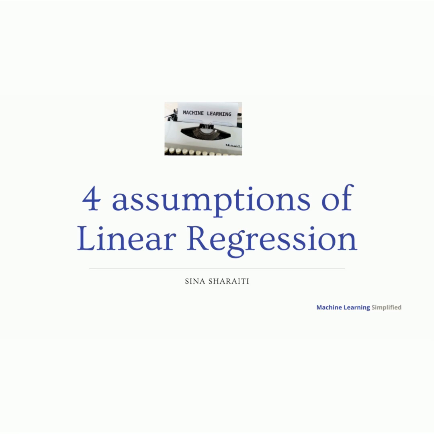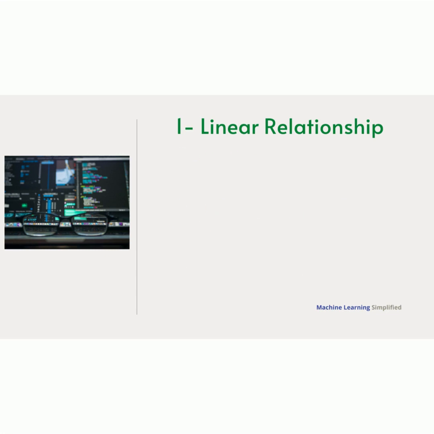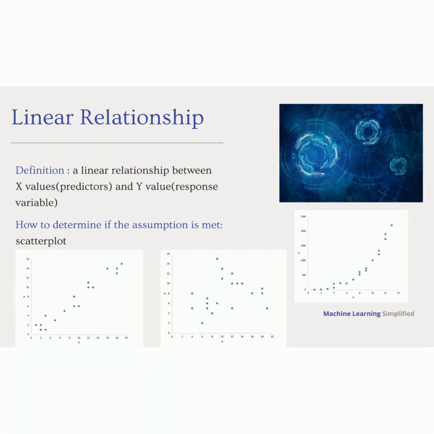Okay, 4 assumptions of the linear regression. There are linear relationship, independence, homoscedasticity, and normality. In this video, as I mentioned, I'm going to talk about the linear relationship. Linear relationship is the first assumption of the linear regression. And we see if there is a linear relationship between the dependent variable, which is x, and the independent variable, which is y in our case.